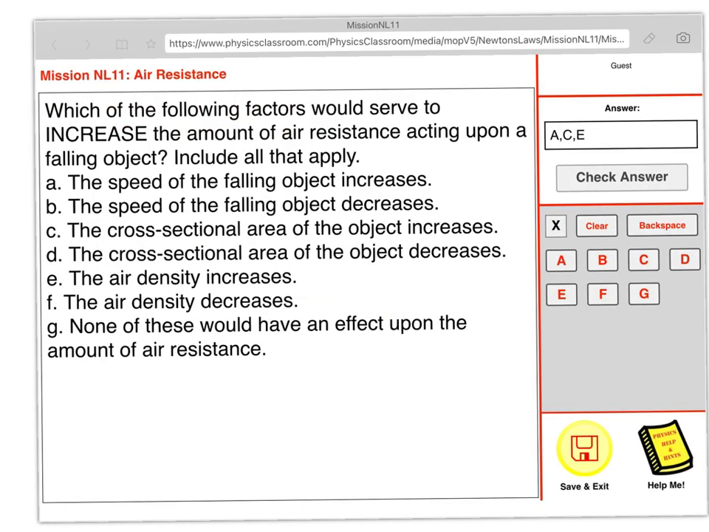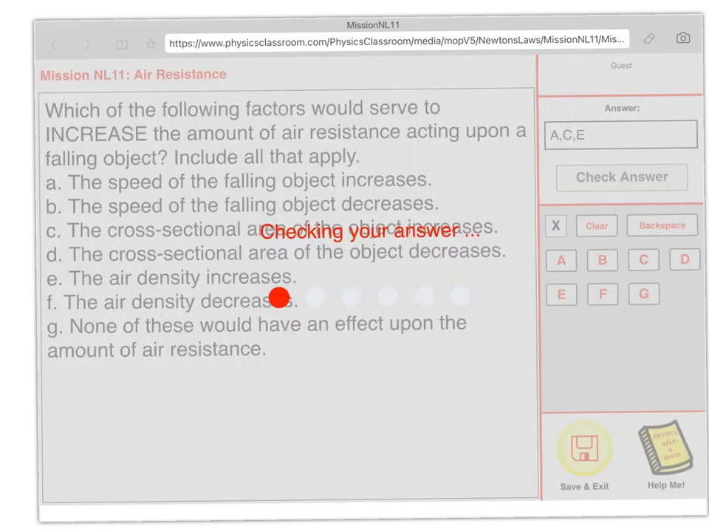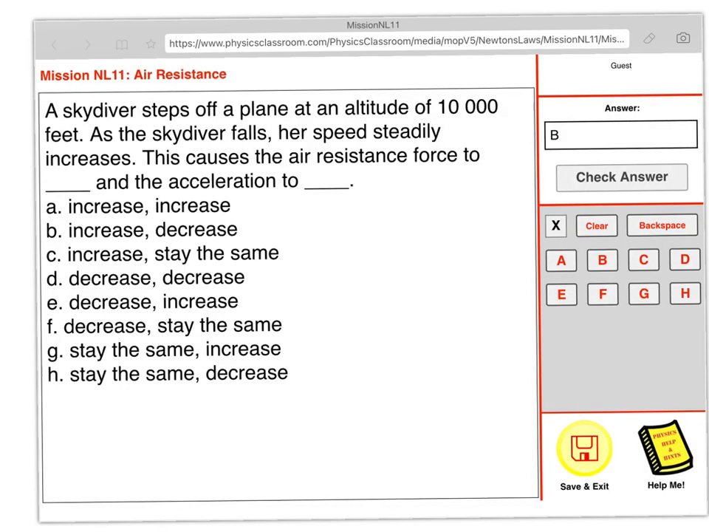So logically, greater speed will mean more air resistance. A bigger object pushing on the air means more air resistance. And also, if the density of the air increases, there's more air to offer air resistance. So as the skydiver's speed increases, air resistance is going to increase, and as air resistance increases, the net force and acceleration will decrease. Even though the speed is increasing, the acceleration is decreasing. It's important to make that distinction. So B is the answer.